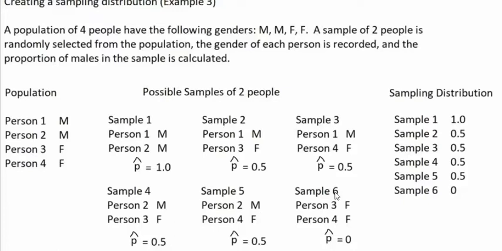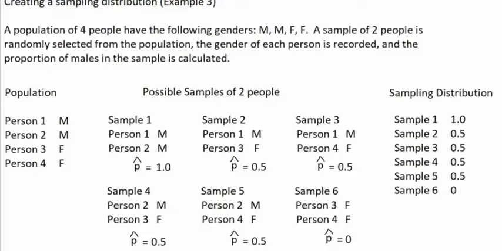In sample 6, we have 0 males. So it's 0 divided by 2, which would be 0. This just means that the sample is 0% male. Like I said, for each of these, you just count the males, then divide that number by 2. And then we list out the answers here, and that's our sampling distribution.